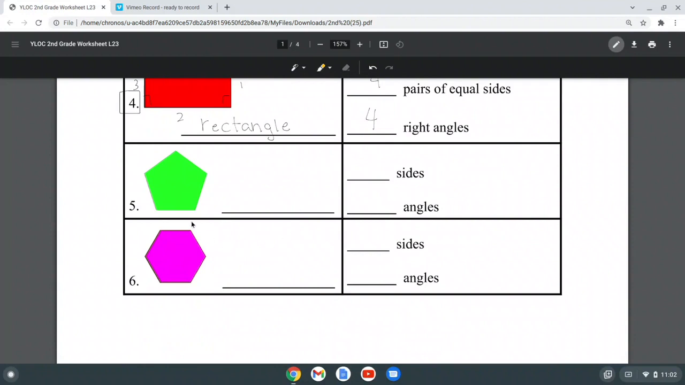Next, let's count the sides. 1, 2, 3, 4, 5, 6. Because it has 6 sides and 6 angles, this is a hexagon.